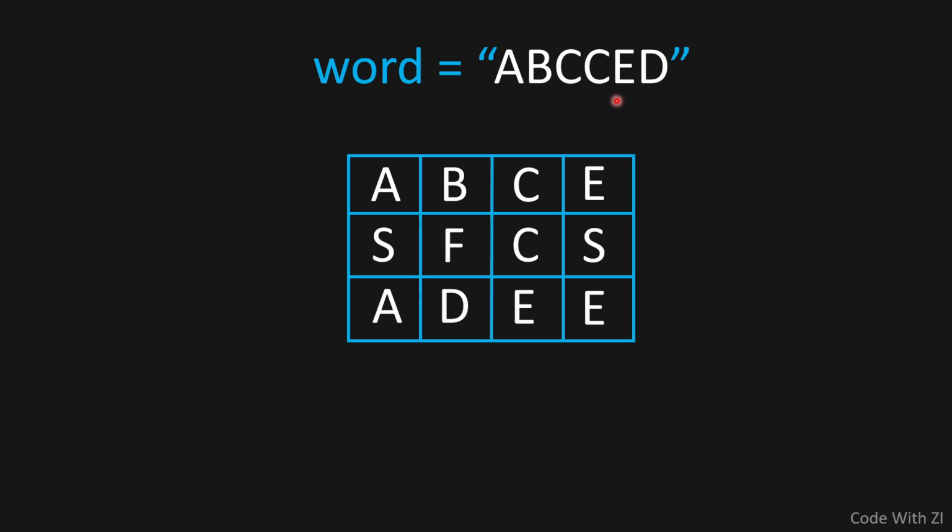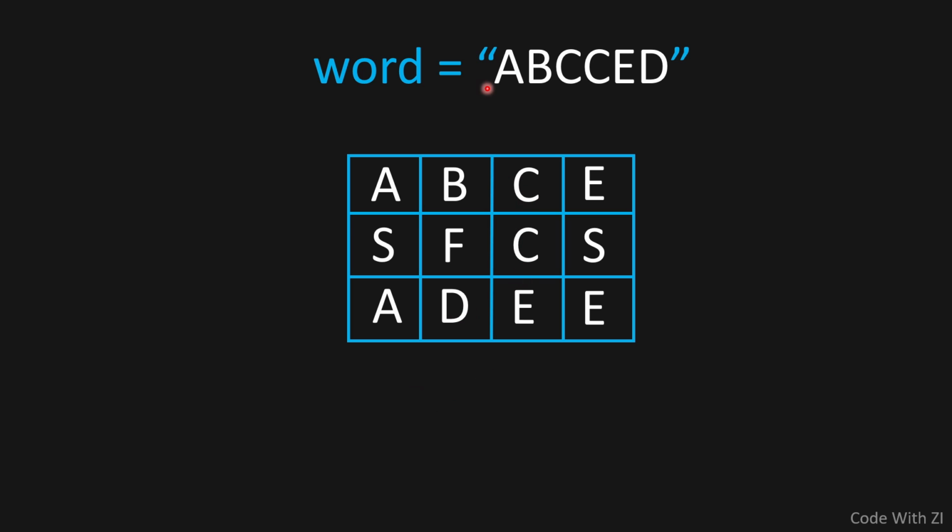So for example, if we were looking for this word inside of this matrix, A, B, C, C, E, D, we can see that it exists. Why? Well, we have A, B, C, C, E, D. And as you can see, these cells are either horizontally neighbors or vertically neighbors, and we've only used each letter once. We used A once, B, C, C, E, D once. So let's see how we can solve this.